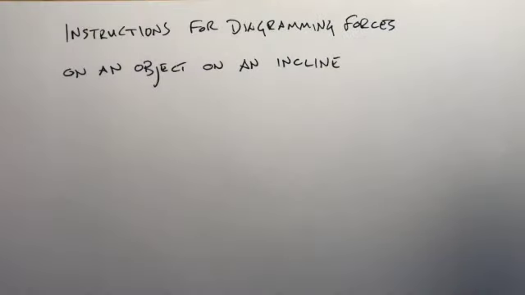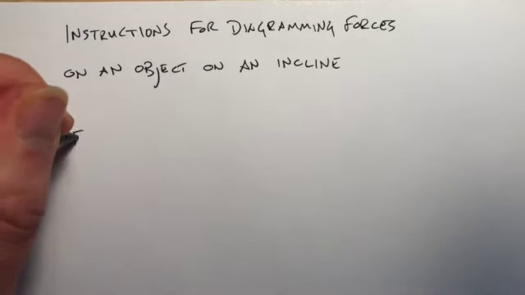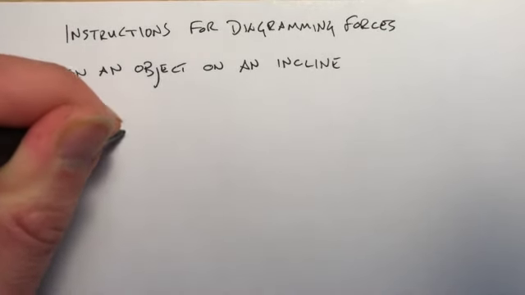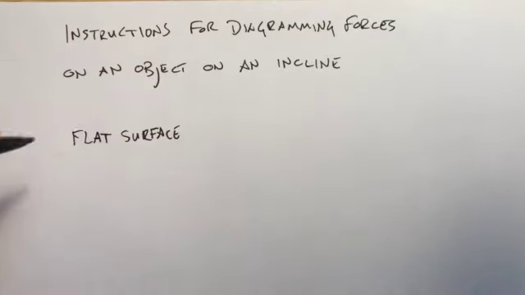Okay, physics students, today we're going to talk about the instructions for diagramming forces on an object that is sitting on an incline. And before I do that, I just want to do a short review of what we do when we have an object sitting on a flat surface. So, a flat surface, like a tabletop or the ground, as long as the ground is level.